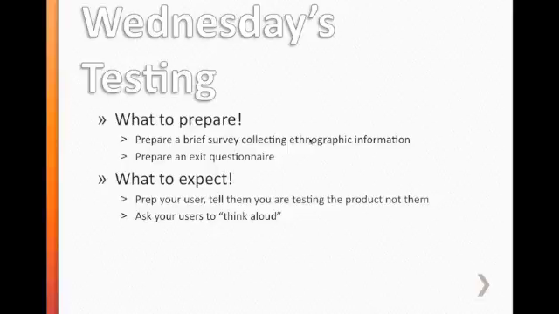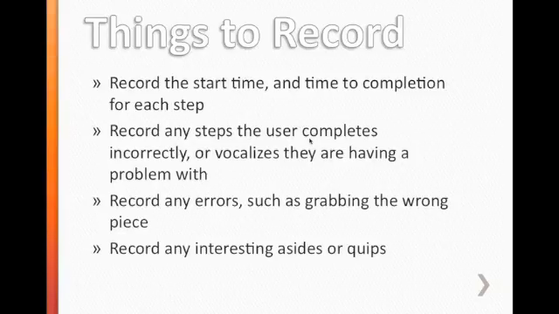When you're testing people, always tell them that you're not testing them, you're testing the product, and also always encourage them to think out loud. So some things to record while you're doing your usability test: record the start time and time to completion for each step, record any steps the user completes incorrectly or vocalizes they are having a problem with, and record any errors, such as grabbing the wrong piece. This is if you're doing a physical product, such as constructing something. If they grab the wrong piece, you might want to make a note of it. But you just want to make a note if they clicked on the wrong thing or something like that. And then record any interesting asides or quips.